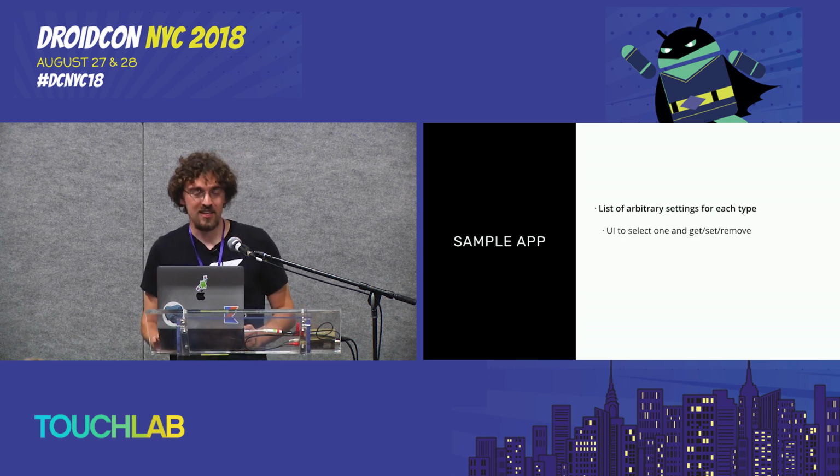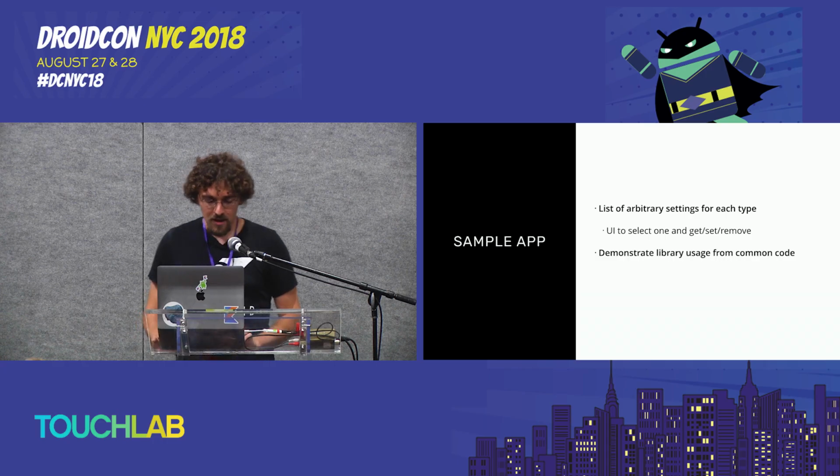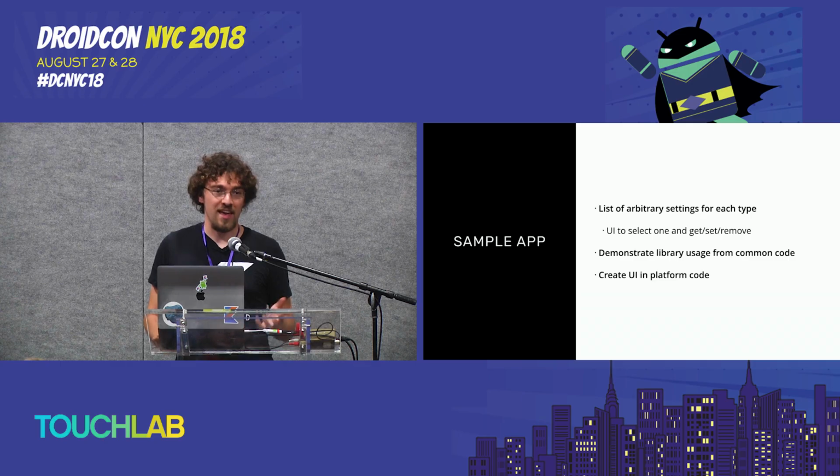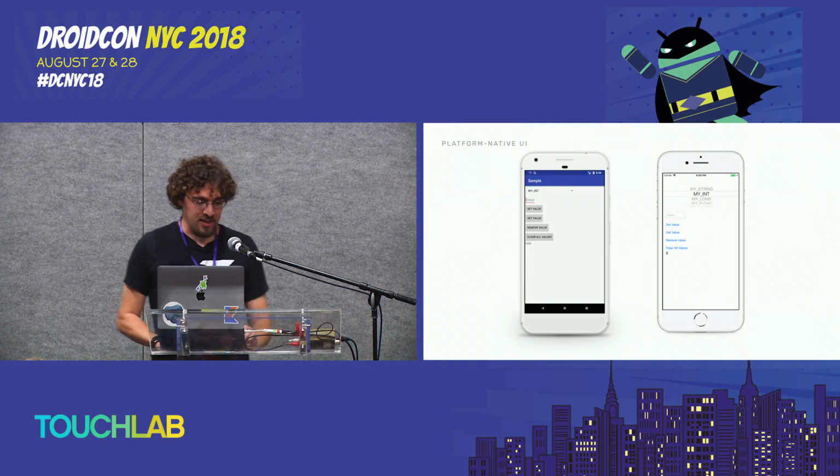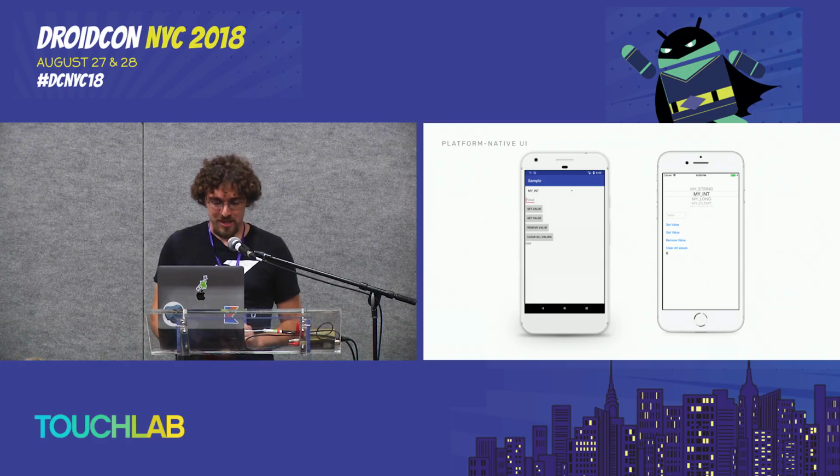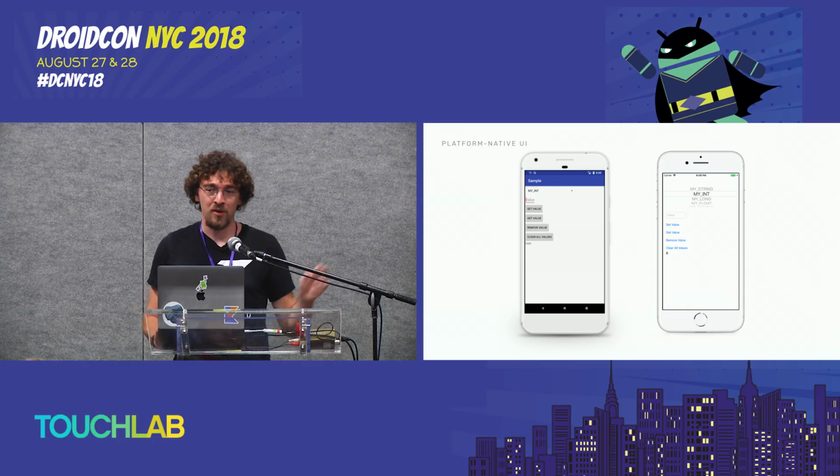So what my sample does is basically just a simple list of one setting of each type and a UI to get and set them. So the idea is to show how to use the library from the common code and build a normal UI at the platform level. So this is what it looks like when you run it. Just a simple bare bones API. At the top, you can select the different keys that you want to use. You can input a value, some buttons to do different operations, and a little output field. I'm not going to show you the actual platform code here because it's not any different than what you normally write to build this UI, which is the point.